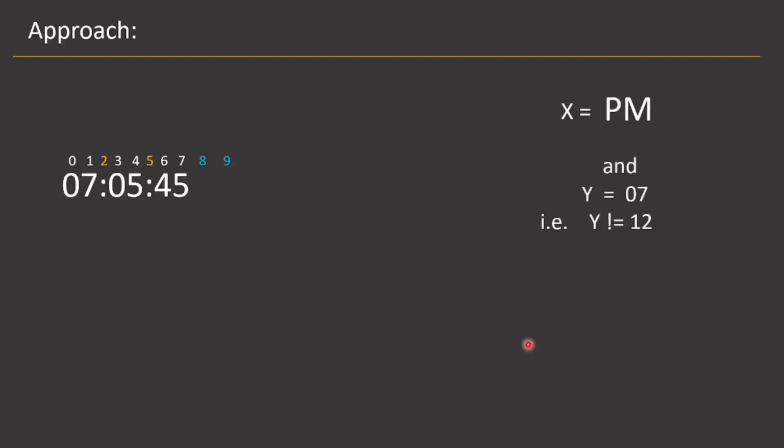Let us look at our sample input, which was 7 hours, 5 minutes and 45 seconds PM. We have done the indexing to our string. X, as you know, will be equal to PM, and here Y is equal to 07 hours, that is Y is not equal to 12. So our hours in the 24-hour format will be 7 plus 12, which is equal to 19. So converting the 12-hour format into the 24-hour format, that is the military format, our output will be 19 hours, 5 minutes and 45 seconds.